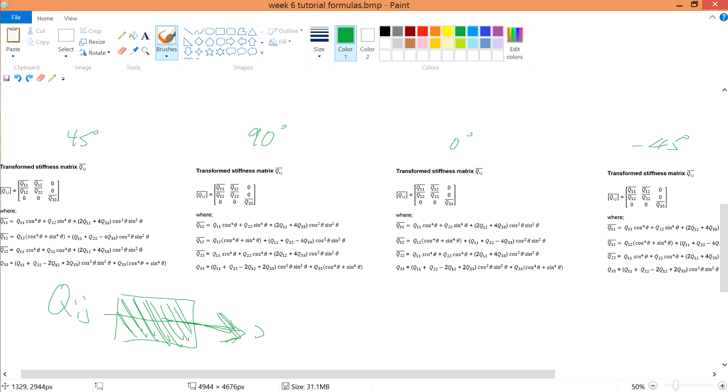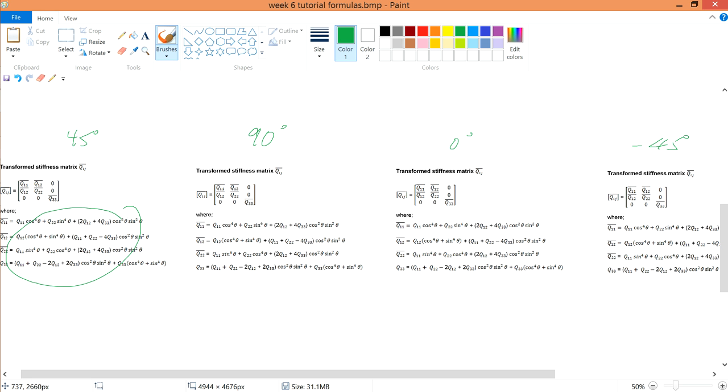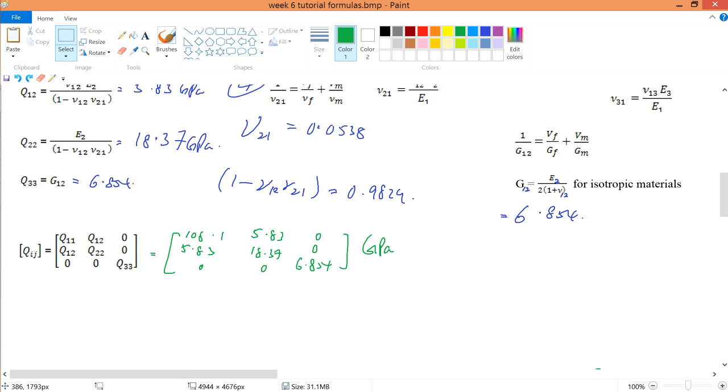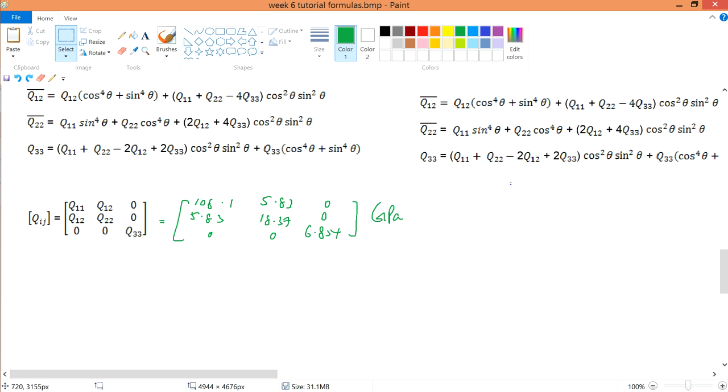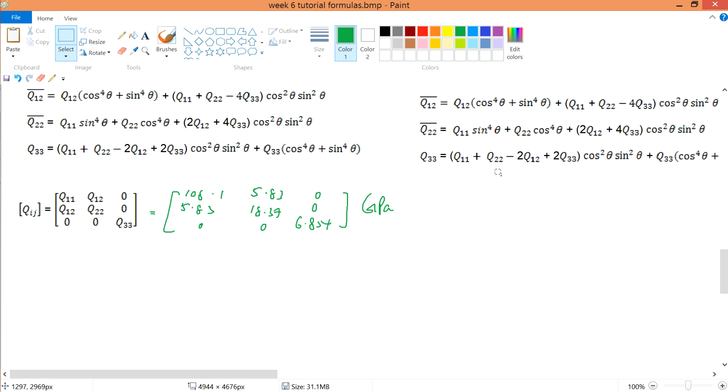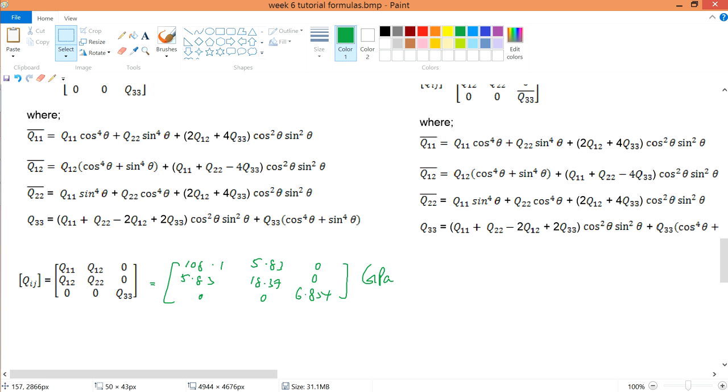Hopefully this is pretty clear. Therefore you need to calculate for the angle, so it's a very tedious process. I think it would be best if I briefly go through this one, so at least you get a feel. In the previous video we found Qij, so I'll simply copy it and paste it over here. So we know our Q12, Q11, etc. are the values.